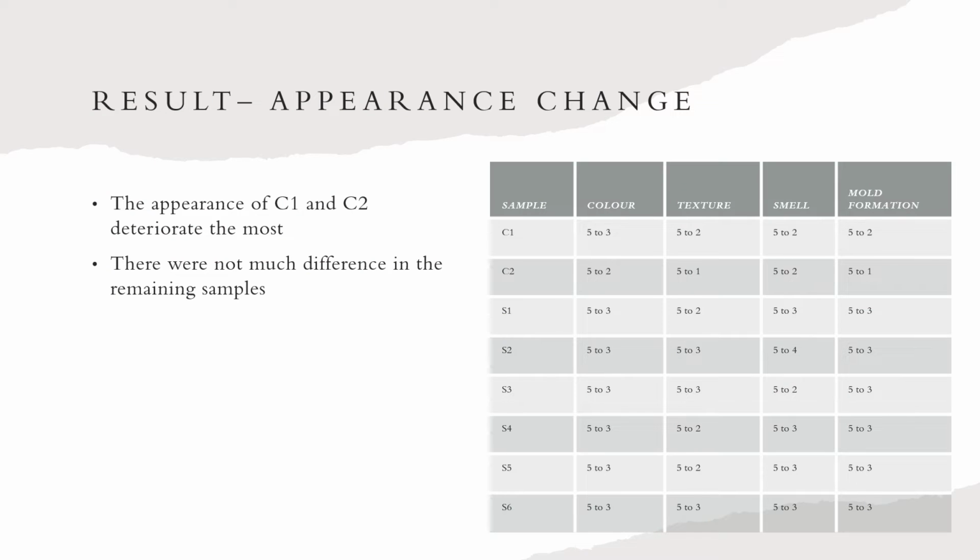This table summarizes my results from the first to the last day of the experiment, and I use a scale system to evaluate the appearance change. 5 points indicate that the fruit is in good condition and 1 is very bad condition. However, this result has variation since it depends on the observers, which are me and my lab partner. From the table, we can see that the appearance of C1 and C2 deteriorated the most, while for the remaining samples, there was not much difference in the appearance change.